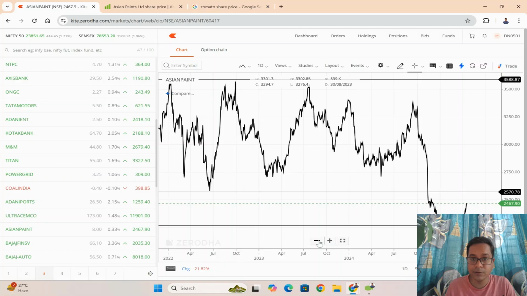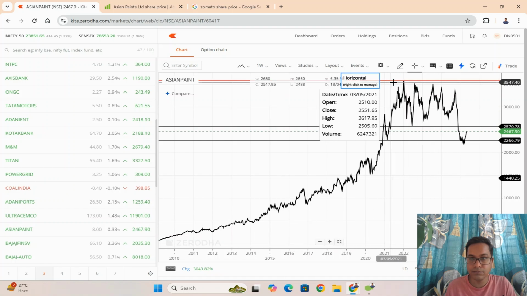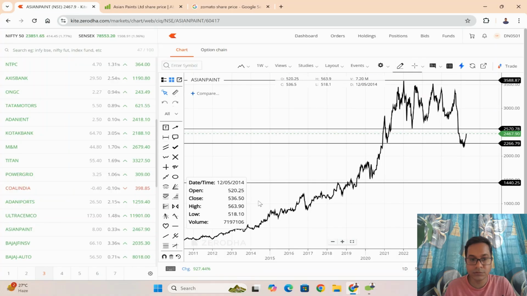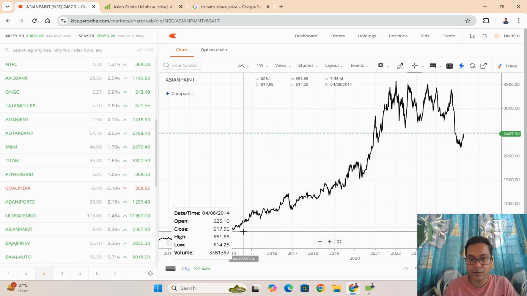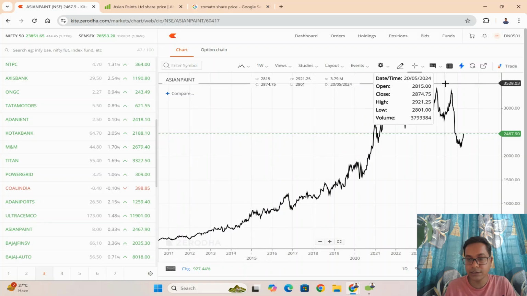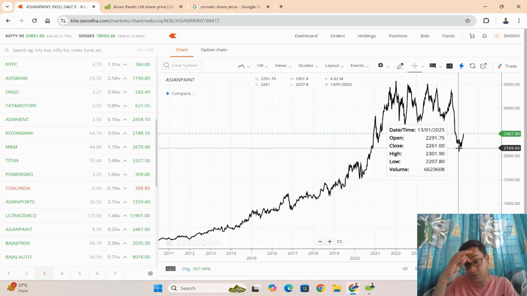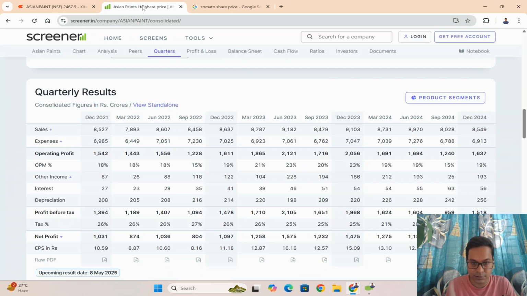For example, let me make it weekly to look at a larger time frame. Let me remove these four lines. If you see here, Asian Paint is always increasing, right? This was the first time when there was a drop. And this is not some magic or accident. We saw that the net profit decreased. No need to find the reason why this happened.